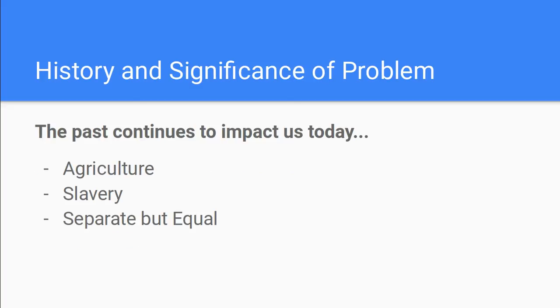So as I mentioned, we're going to talk about the history and significance of the problem. And I would like to start with saying that there are three main points that continue to impact us today that came from the past. That's agriculture, slavery, and separate but equal. Being in Mississippi, a lot of the money used to come from an agricultural culture here. And with that, during farming season, many students didn't go to school who needed to help out at home. This is what began the racial divide here in Mississippi according to race and wage as far as schooling goes.